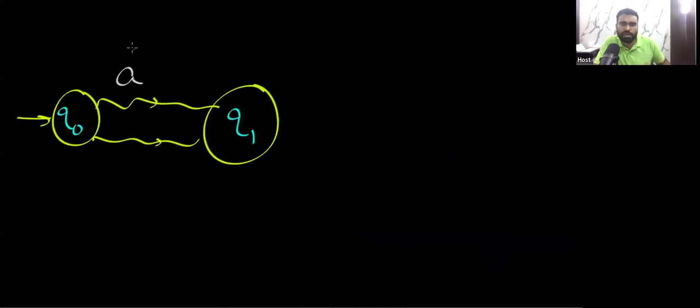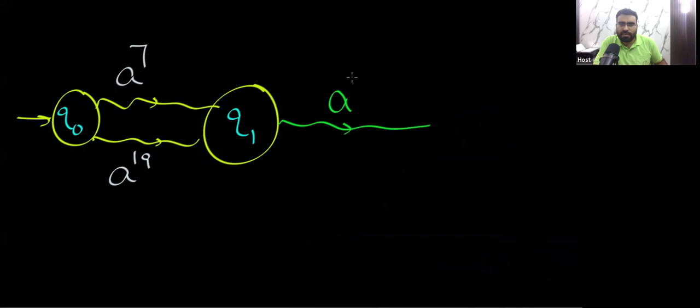For example, if you take, let's assume, a power 7, a power 19. Now tell me, is there any problem? If these two strings are going to the same state, then is there any problem? Yes, again there is a problem.